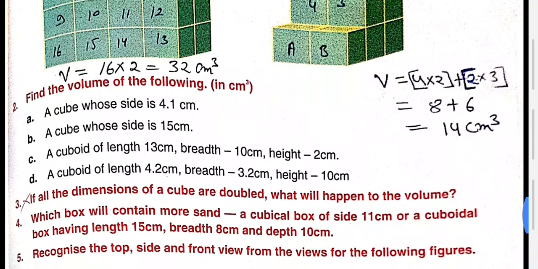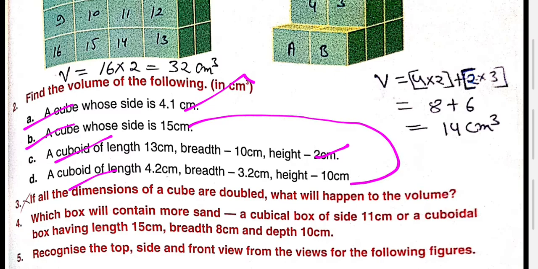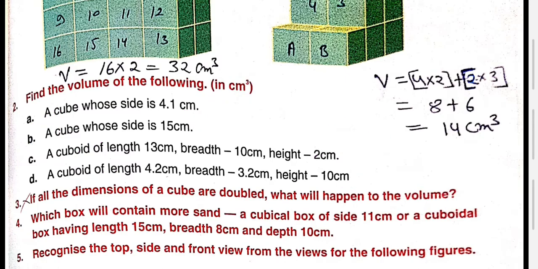Now come to question number two. Find the volume of the following. A cube has side. Okay, these two parts are of cube and these two parts are of cuboid. So one part I am solving here of cube and the second part of cuboid. These two parts you have to do by yourself in homework because they are the same, and we have to do this one in exercise 10B also.